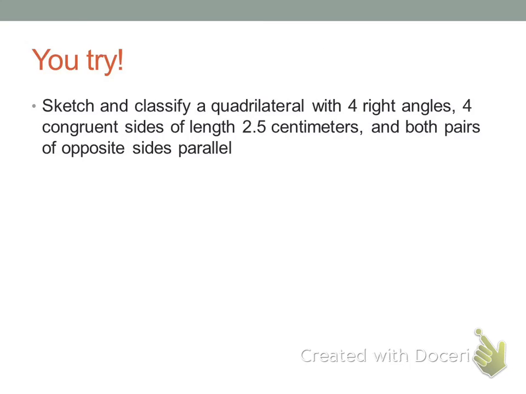Sketch and classify a quadrilateral with 4 right angles, 4 congruent sides of 2.5 centimeters, and both pairs of opposite sides parallel. Go ahead and sketch it. Let's sketch this out and see if your answer matches mine.